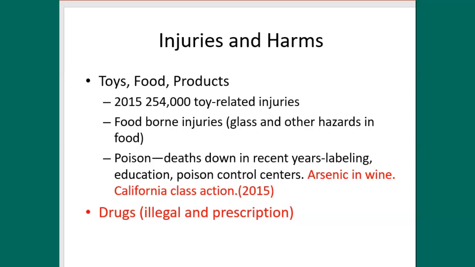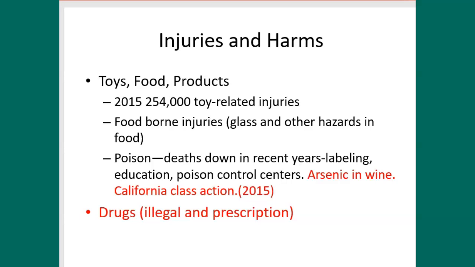That's another example. Foodborne injuries are a big deal. Occasionally, fragments of glass or other foreign substances end up in food. As we know, toxins, botulisms, E. coli, things like that can end up in food. Food can be tainted. When this happens, injuries can result, and in some cases, they're severe and can cause death.